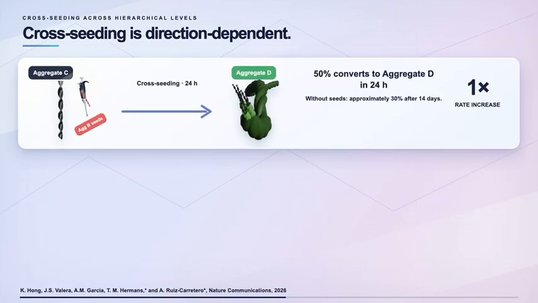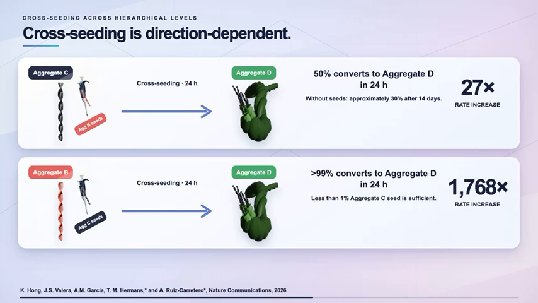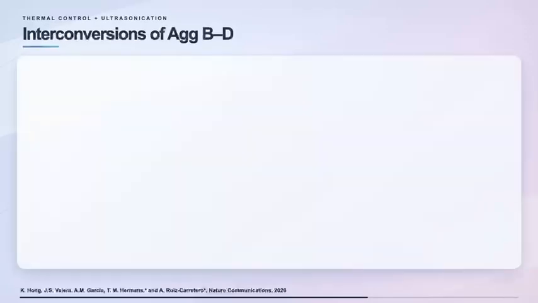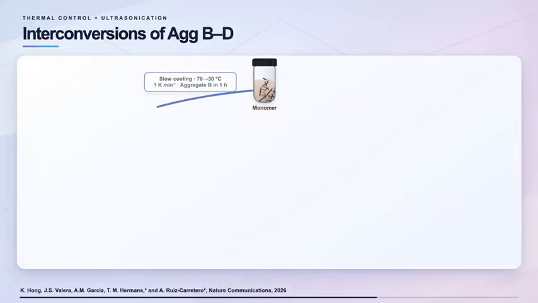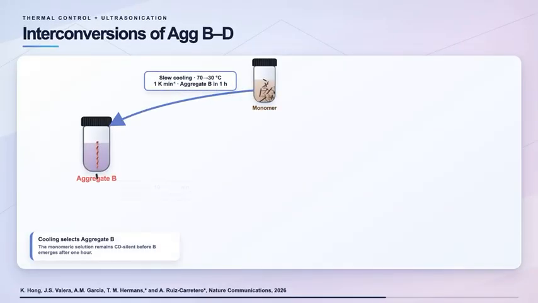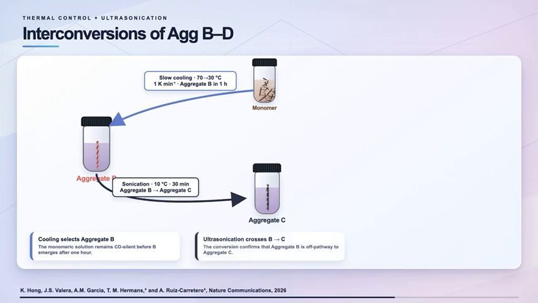B seeds accelerate the conversion of C toward D by about 27-fold. 50% converts within 24 hours, compared with roughly 30% after 14 days without seeds. In the reverse experiment, less than 1% C seed drives more than 99% conversion of B to D within 24 hours. Finally, thermal cycling and sonication access interconversions that do not occur spontaneously or through cross-seeding.